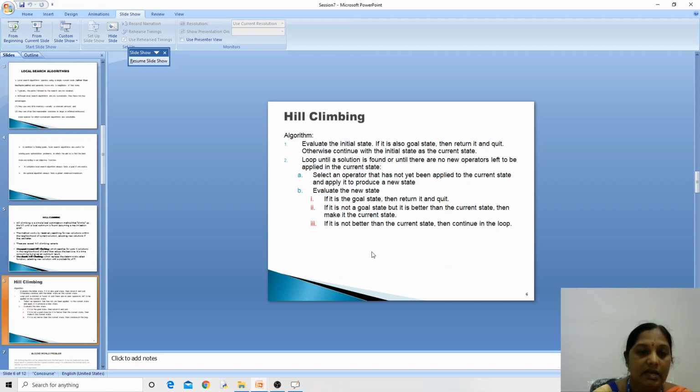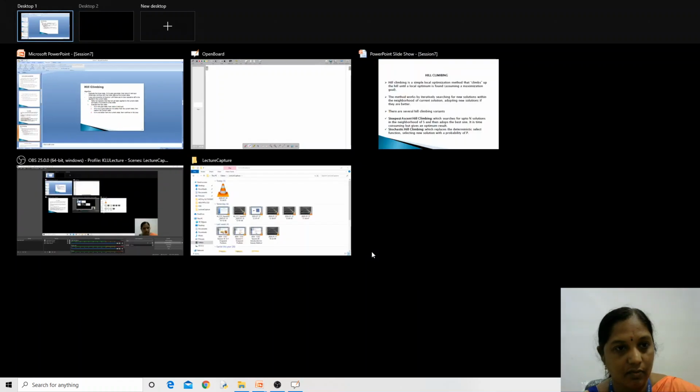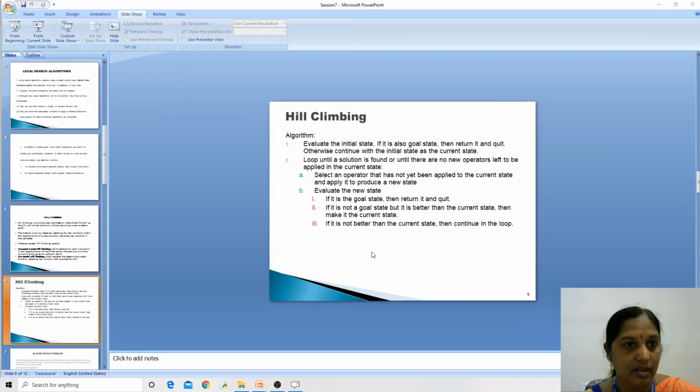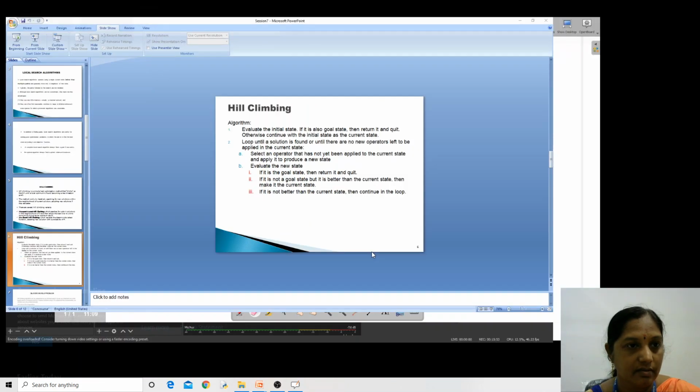Before you go to the hill climbing algorithm, you should be aware of what terminologies we are using for hill climbing. I'm showing you the terminologies with the help of a diagram. Please make a note of this.